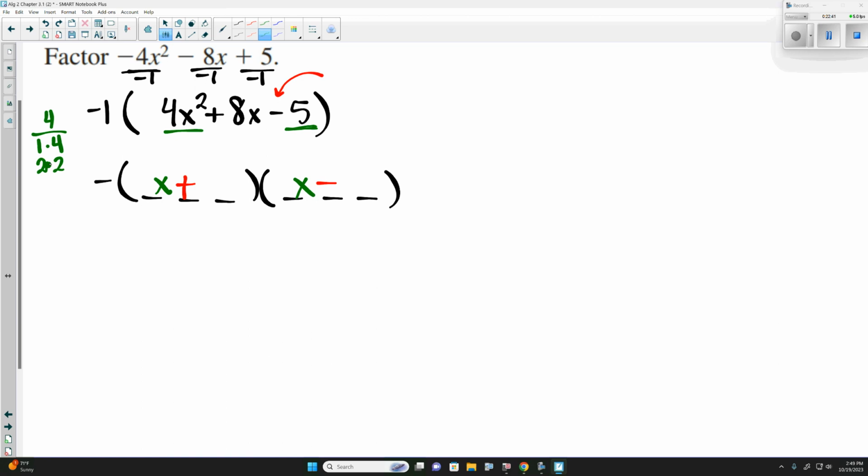Which one do we want to try first? 2 and 2. Factors of 5 are 1 and 5. Which one do we want to put first? Let's put 1 first, and we can put 5 second. And the last thing we need to do is check. 2x times negative 5 is negative 10x. 1 times 2x is plus 2x. And this gives us a negative 8x. Is that the middle term we wanted?